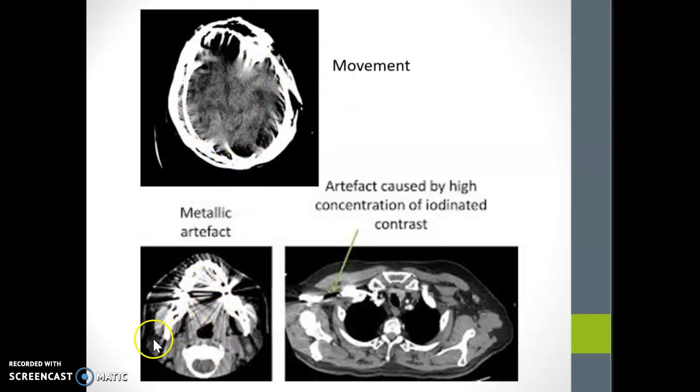Metallic artifact will give you this distortion. So you can see you've got these lines coming from the central aspect of the metal. And then you've got an artifact caused by high concentration of iodinated contrast. So this is where the iodine contrast has been taken up in much greater quantities here. So you've got this artifact here.